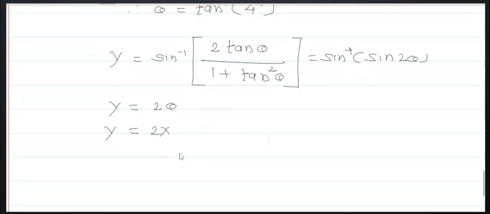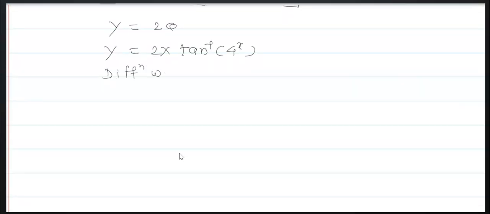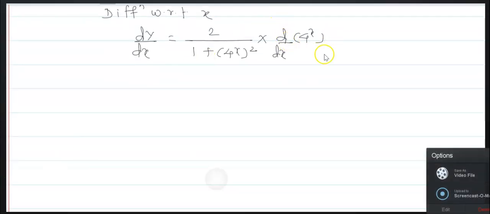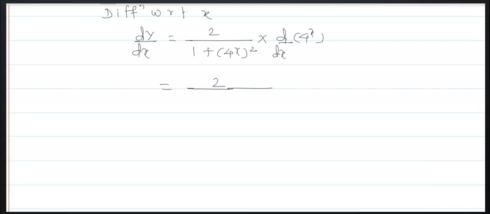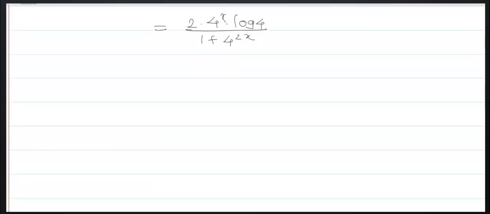But what is theta? Theta is tan inverse of 4 raised to x, and that's why its derivative is, differentiate this now with respect to x. dy by dx is equal to 2 upon 1 plus 4 raised to x bracket square into d/dx of 4 raised to x. What is the derivative of 4 raised to x? That is 4 raised to x into log of 4. Two upon 4 raised to 2x into derivative of 4 raised to x is 4 raised to x into log of 4. Therefore, 2 into 4 raised to x log of 4 upon 1 plus 4 raised to 2x.